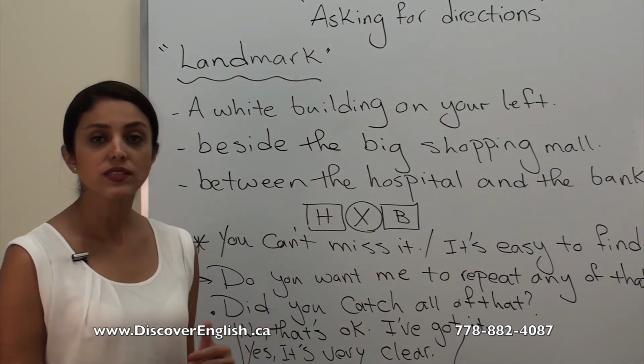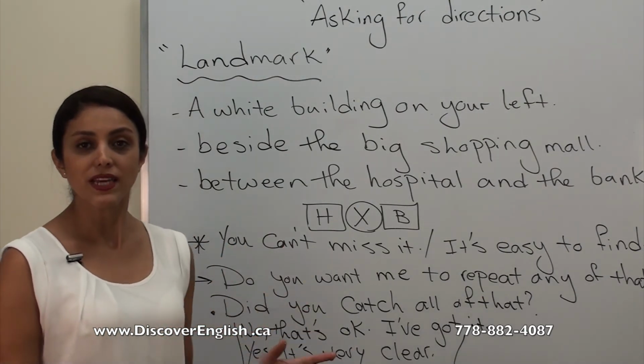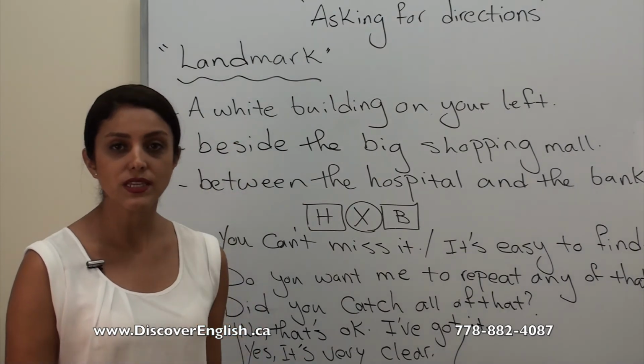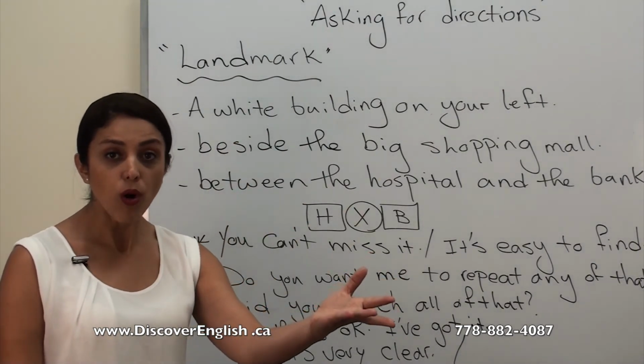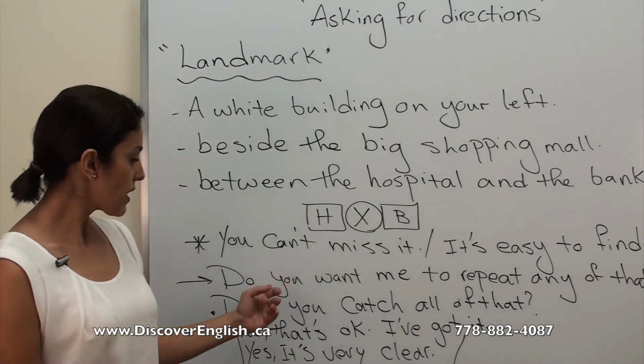And so you can say it's very easy to find, right? You can say you can't miss it because it's very obvious. Whenever you get there, you can see the shopping mall. So you can't miss it, or it's easy to find.